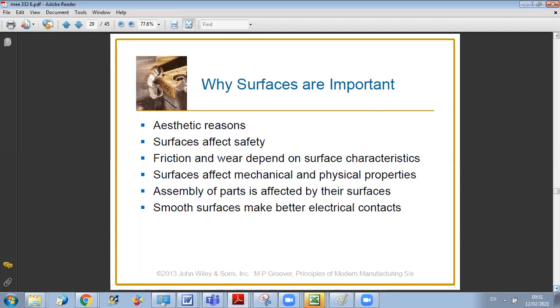Now, friction and wear depend on surface characteristics. Okay, and in general, we try to reduce friction and wear in manufacturing, especially for the tools used to perform the manufacturing process. Now, the surfaces will affect the mechanical and physical properties also. And the assembly of parts is affected by their surfaces, of course. So when you want to assemble two surfaces together, they should have appropriate surface characteristics to be able to join them. And finally, smooth surfaces make better electrical contact. So in the electronic field, it's very important to deal with smooth surfaces.